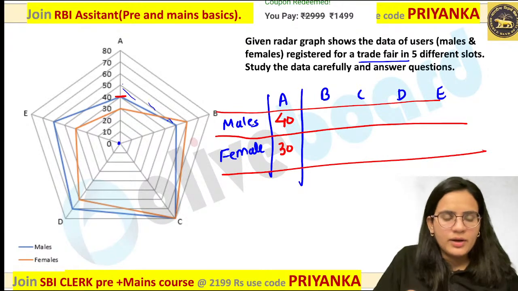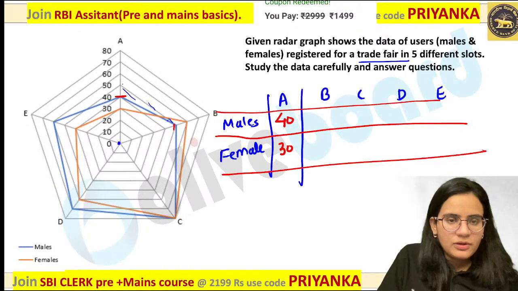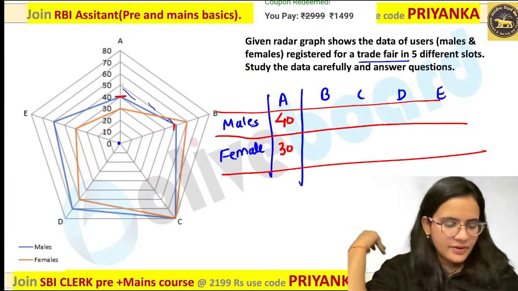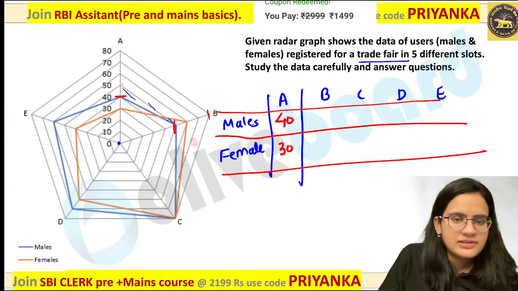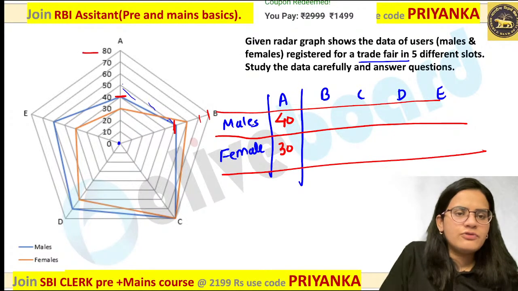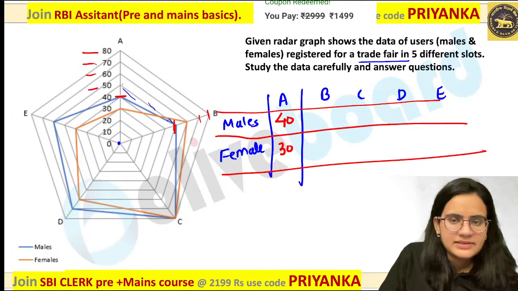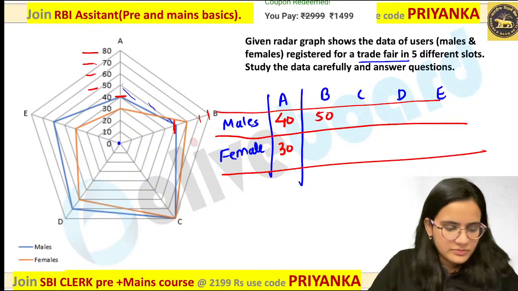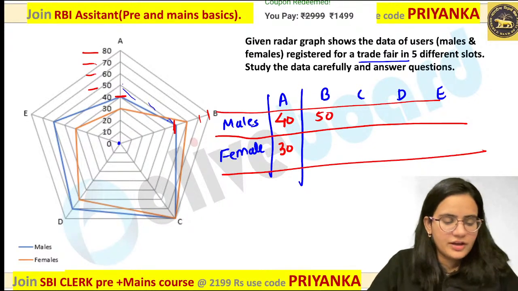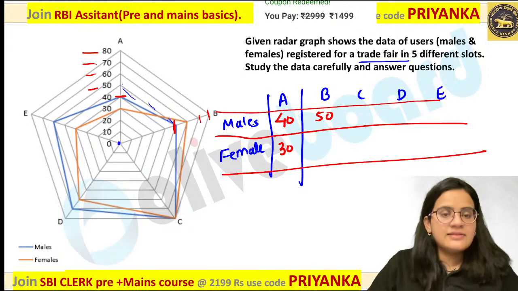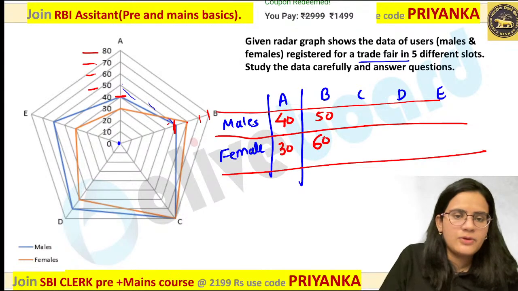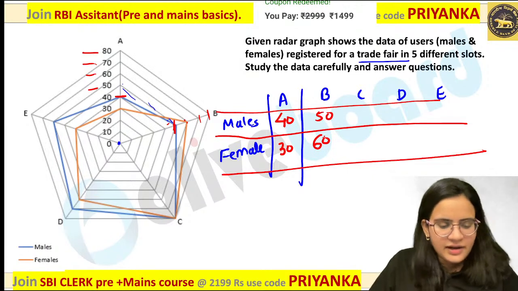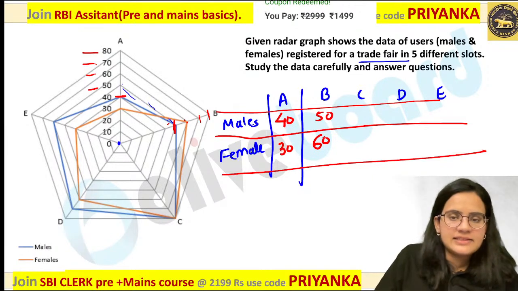Let us talk about B. What will be the value for B? Now when you are reading this blue value or male value, count the hexagon from outside. First, second, third, fourth. So it is the fourth value from outside. That means this value is going to be 50. Everybody is following my point? Now if this value is 50, the female value is just above that, which is 60 in this case. Mayank, Shweta, perfect answer. 50 and 60 is the perfect answer.